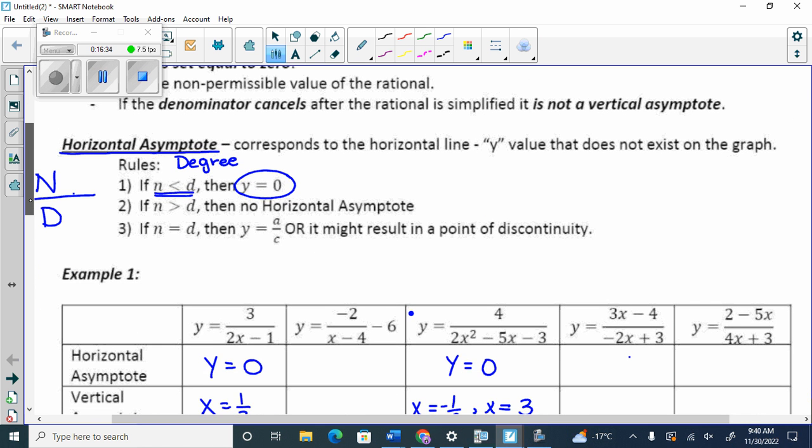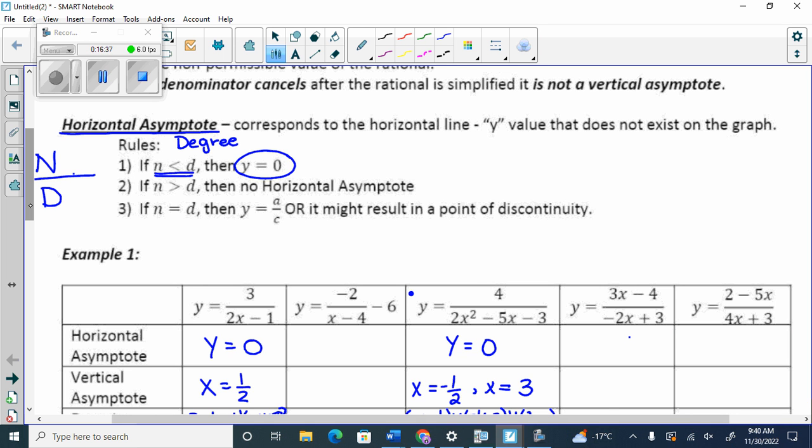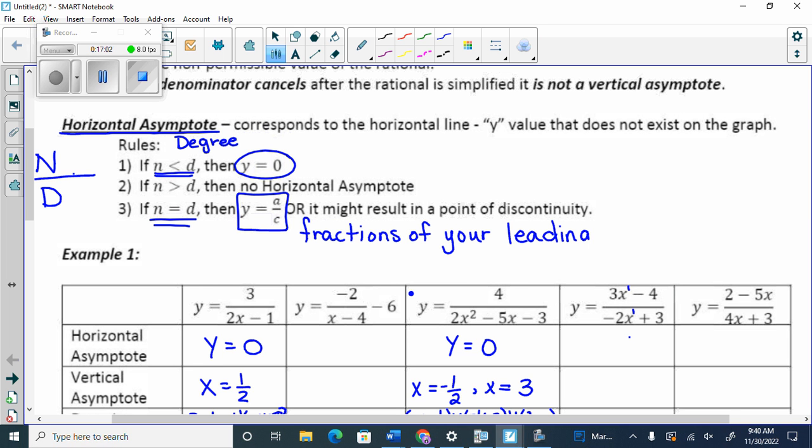Look up here. The degree of this one is degree what? The degree of this one is degree what? So when the numerator and denominator have the same degree, your y equals your a over c. Your y equals the fraction of your leading coefficients. Leading coefficients is the important part: the number in front of the largest variable exponent. That's where we're getting y equals -3/2.